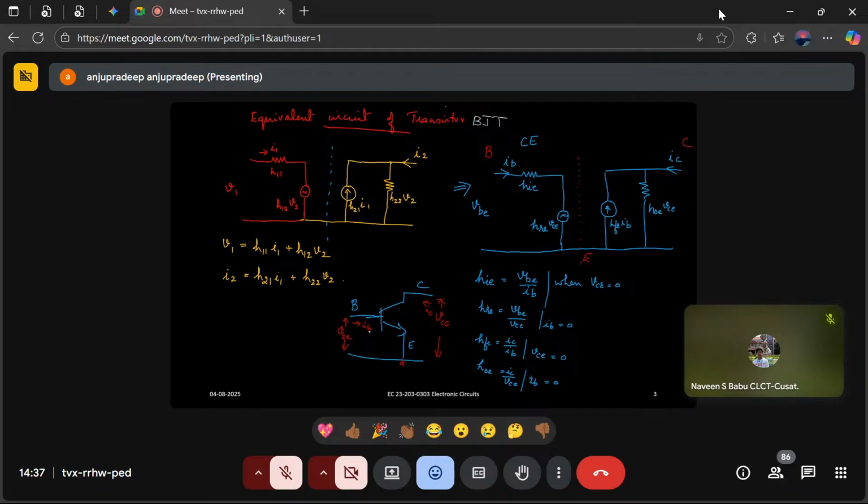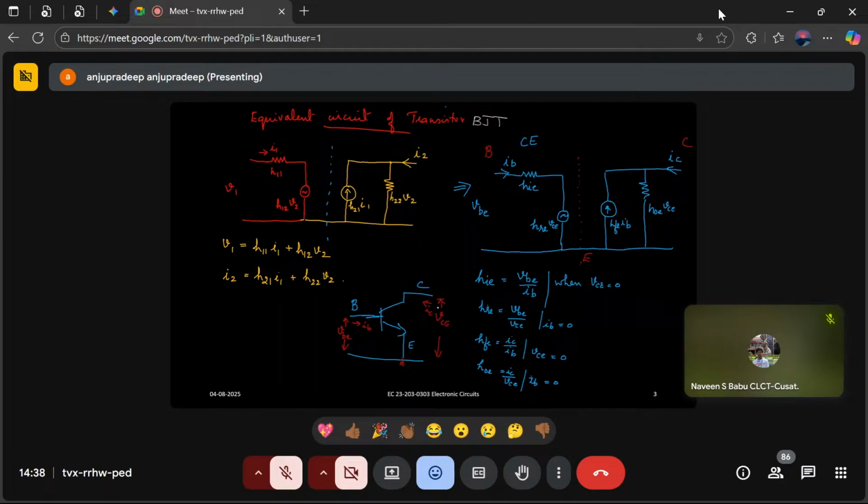Now, what is the next term? H12. H12, it is the reverse thing. So it is HR. And for all the parameters, you add the subscript of configuration, meaning this is common emitter. So HI is E is also added. So HI will become HIE. HR will become HRE. HF, it is HFE. HO, it is HOE. Okay.